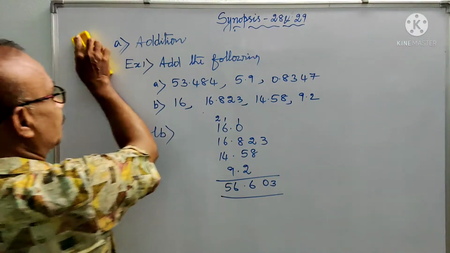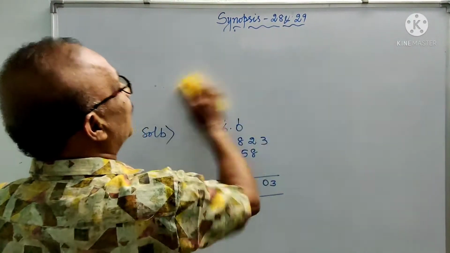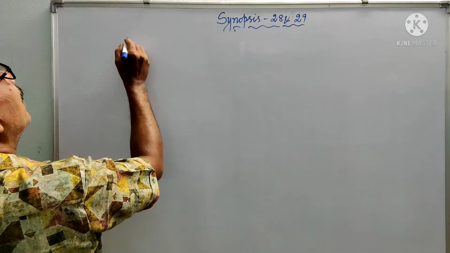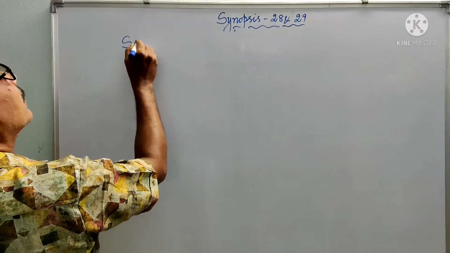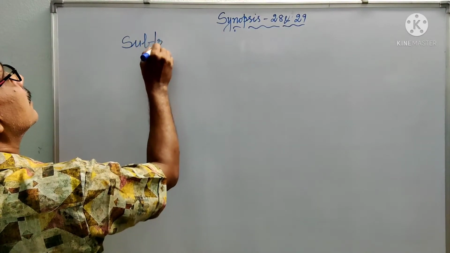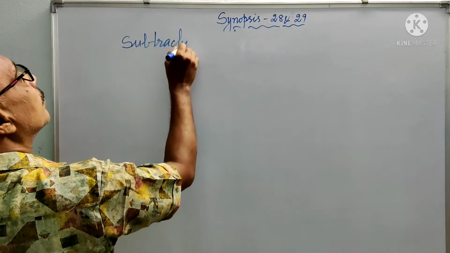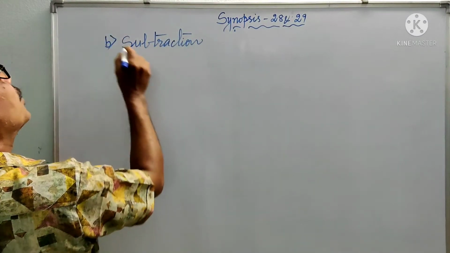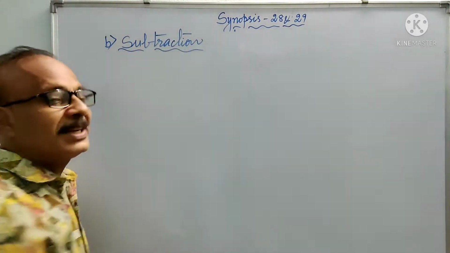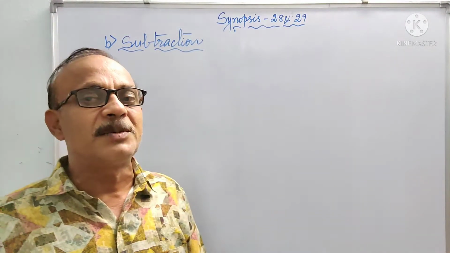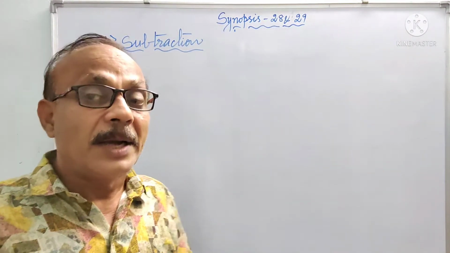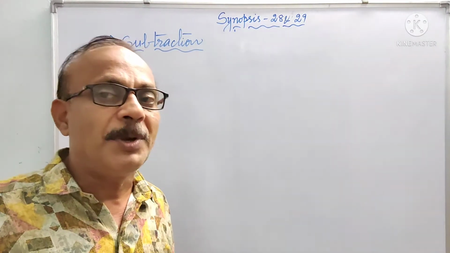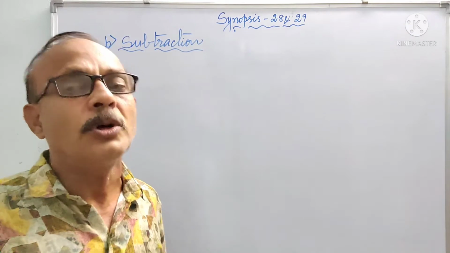Now, next. What is the next topic? Subtraction. Next operation is subtraction. Let us see how to subtract decimals. Now I told you in case of addition, it is your choice whether to convert them into like decimals or not. But it is not the case in subtraction. You have to convert them into like decimals and you have to subtract.